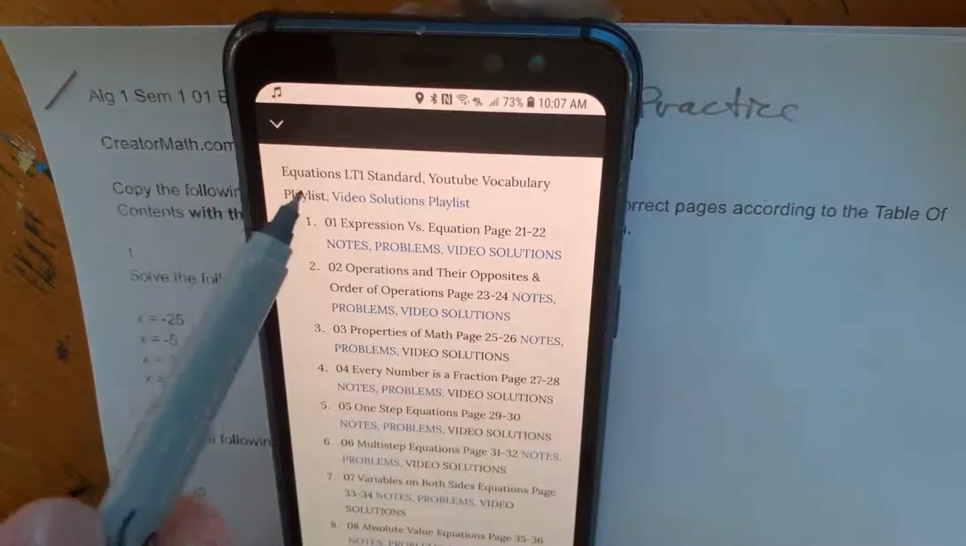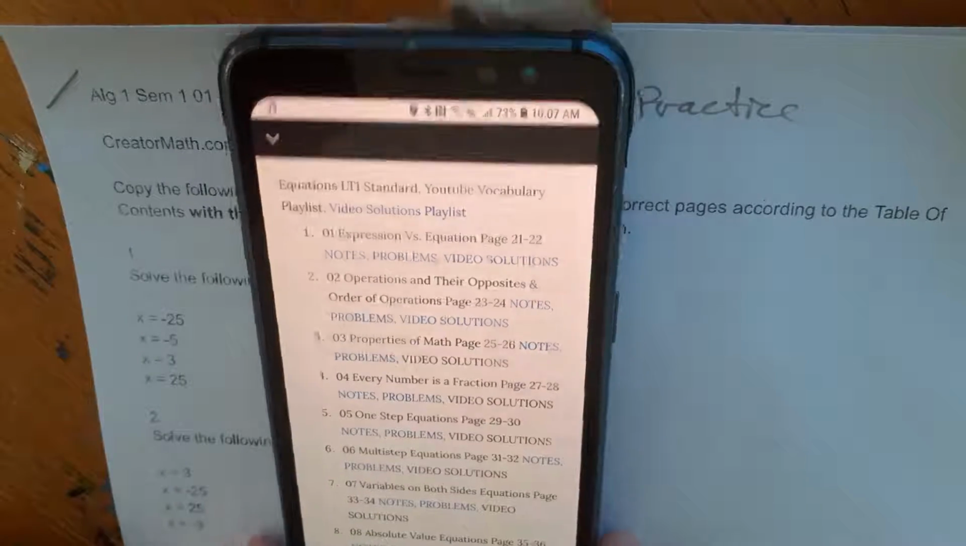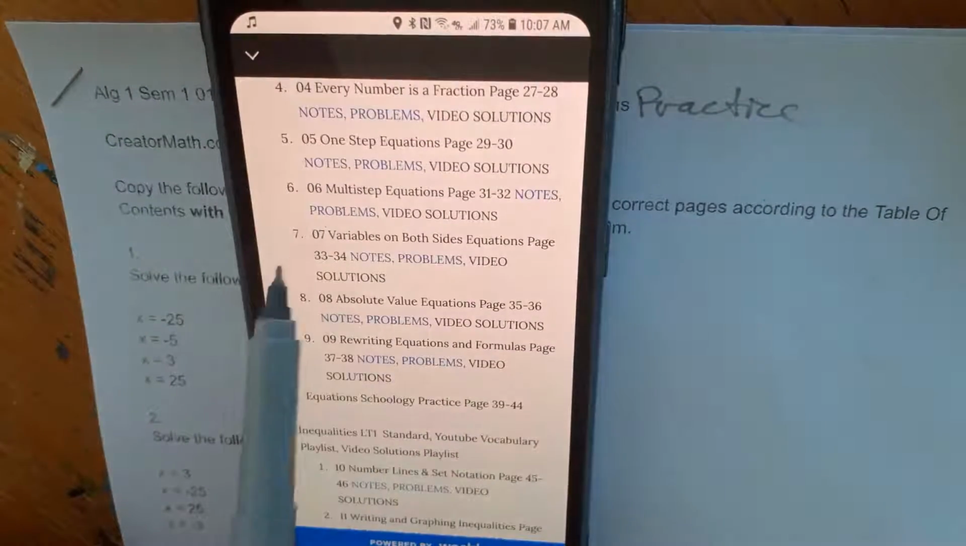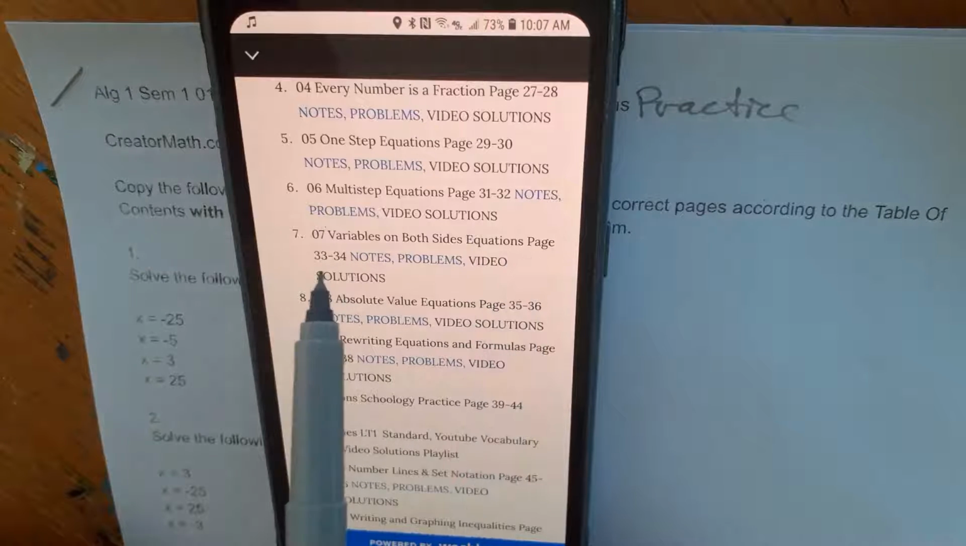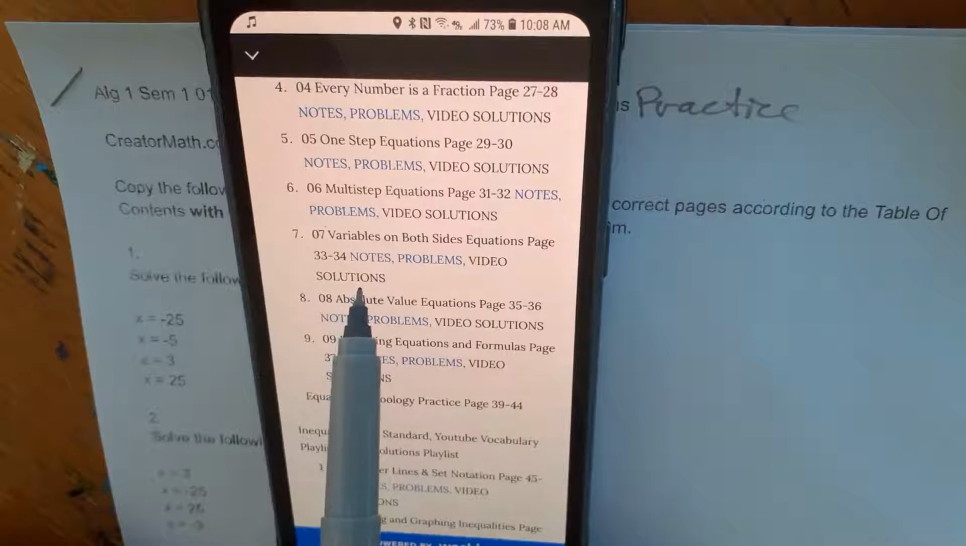We're going to find equations. Here's equations, the first unit. These are all the lessons within that unit, and we are on number 7, variables on both sides. So here it is right here, number 7. Variables on both sides of the equations, and here are the pages in your comp book where these notes go. Here's the notes link. There's a problems link, and this video will be on the video solutions.